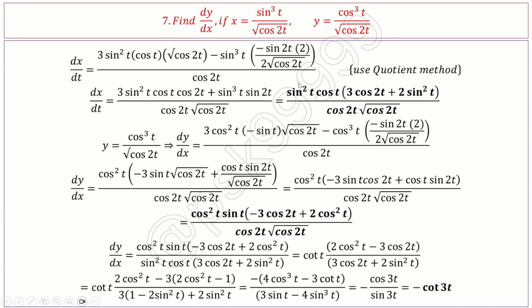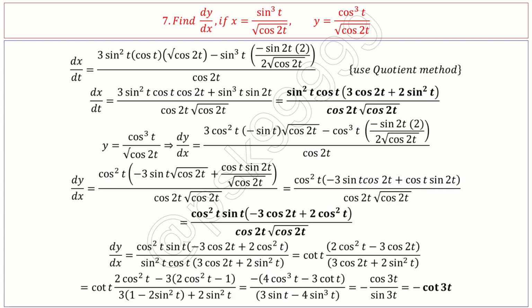Okay, if you simplify, this is what you'll get: sin square t into cos t times 3 cos 2t plus 2 sin square t divided by cos 2t into square root of cos 2t. Okay, similarly you do it for y. This is what you will get: cos square t into sin t into minus 3 cos 2t plus 2 cos square t divided by cos 2t into square root of cos 2t. Okay, now your dy by dx is simplification. Finally you will get minus cot 3t. Okay, so do it carefully, that's all.